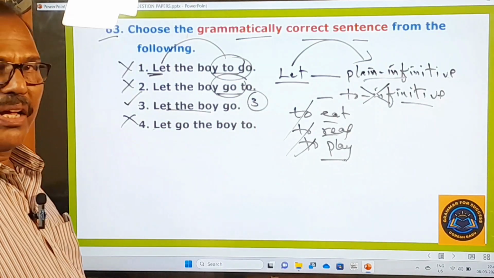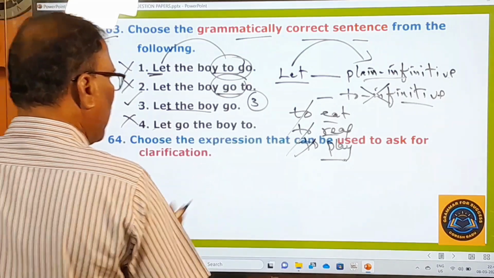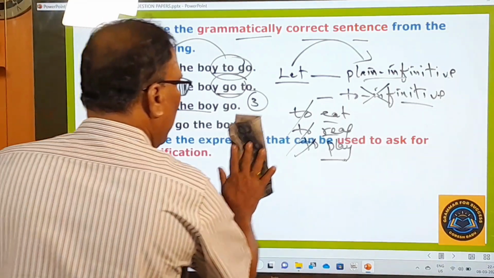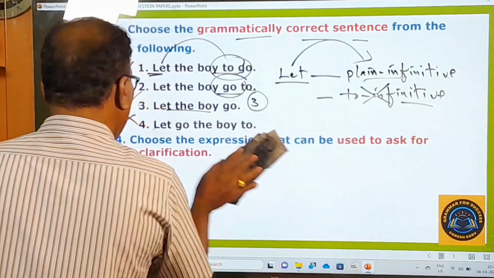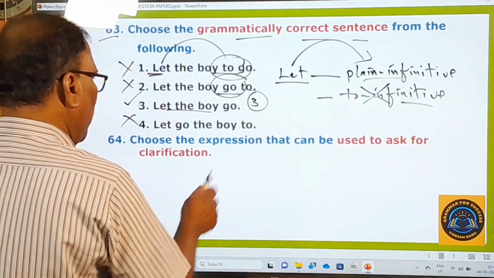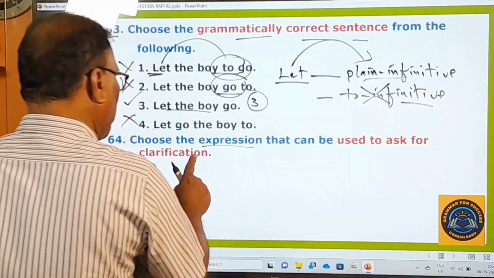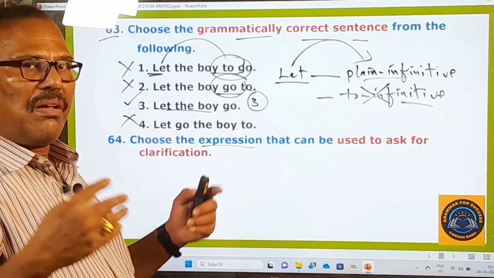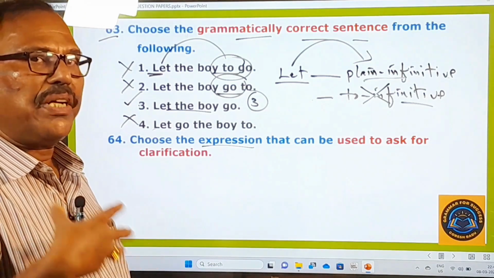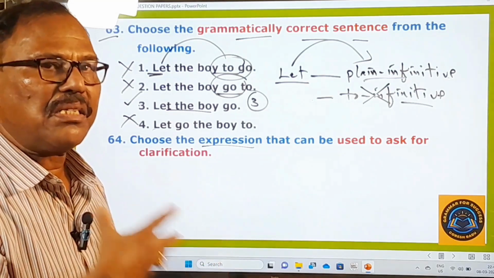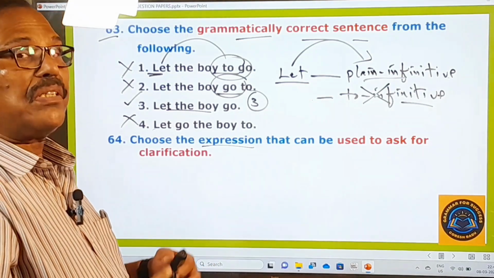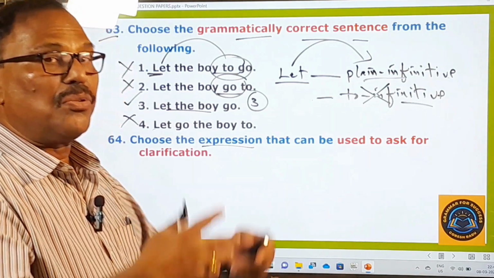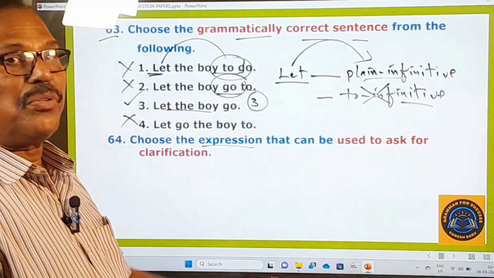Now let's move on to the next question. Choose the expression that can be used to ask for clarification. What is that expression? Suppose you have some doubt. Then how do you get it clarified? By asking something. What is that expression you ask to get your doubt clarified, to get clarification?